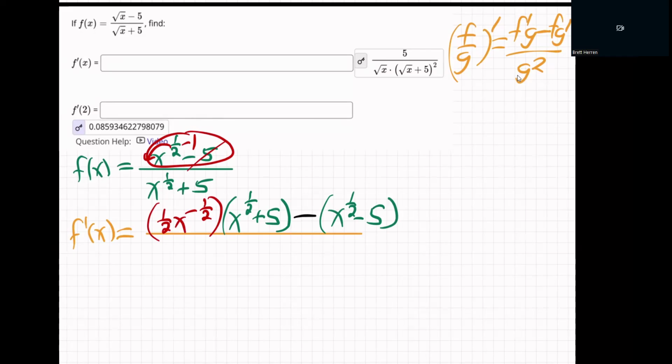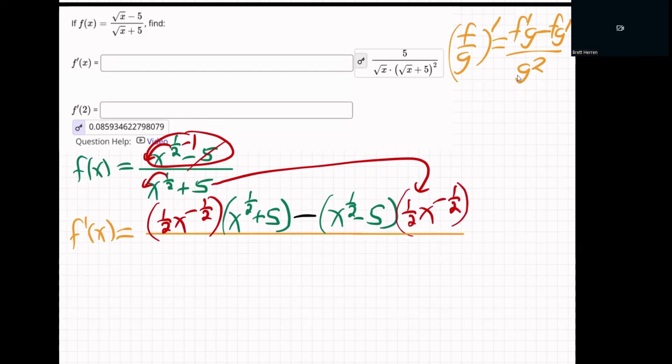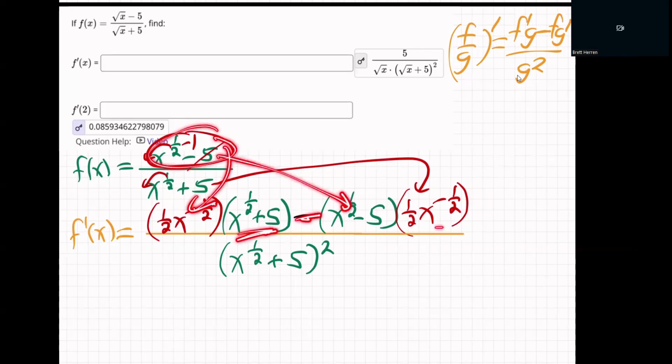Times, now it's the second one's turn to take the derivative, and the half will come down. It'll be a half x to the minus half as well, over the denominator squared. So that'll be x to the half plus 5 squared. That good so far? So they took turns. The top one went first, got his derivative, second one just sat there, minus. Then the first one just sat there and it took the derivative of the second one, over the denominator squared.